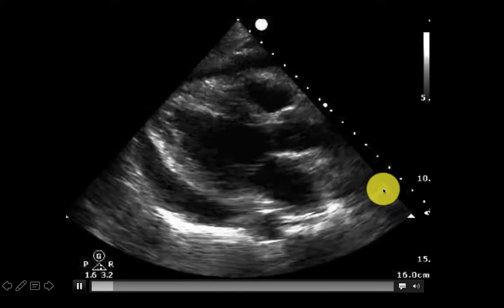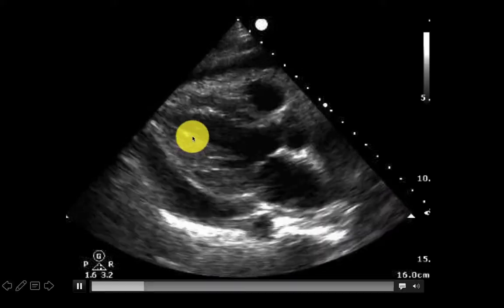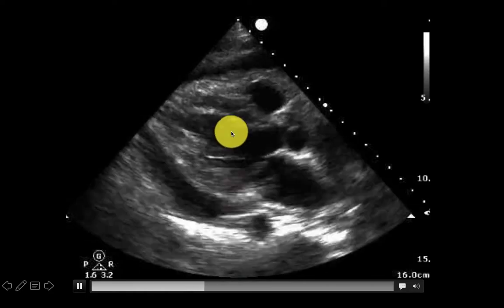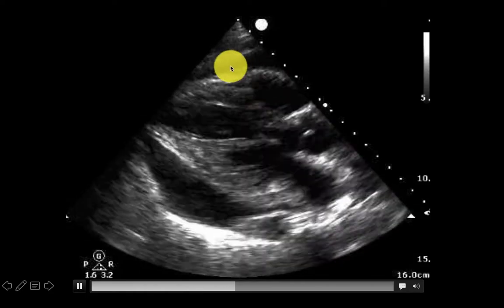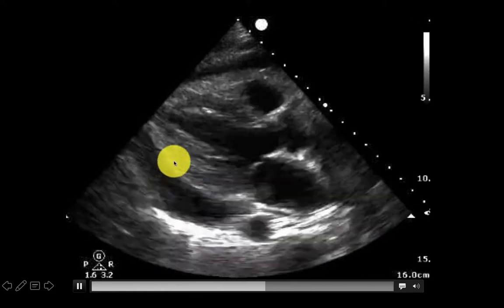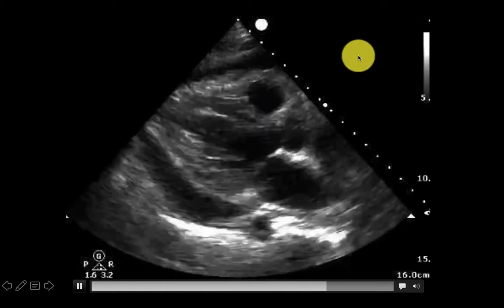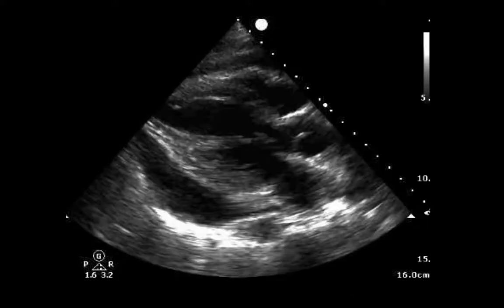Next, you want to make sure that your gain is optimized. You'll notice that the black, or the blood in the heart itself, is this dark anechoic structure, right? So then that way you know that the pericardial effusion matches what the fluid in your heart looks like. So that would help you distinguish it from something like a fat pad, which we'll see in a little bit.